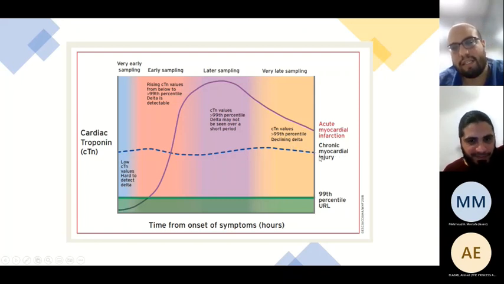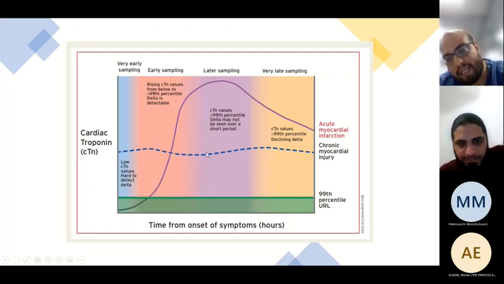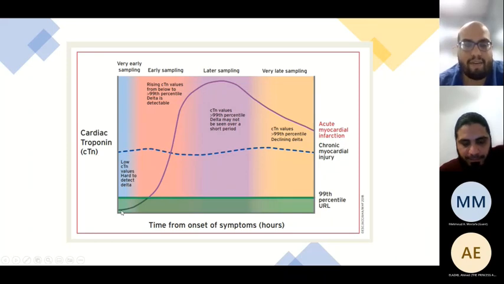So this is the rise in the troponin values in a chronic myocardial injury. You have this variation, just slight increase, slight decrease, slight increase, and slight decrease. That's the normal upper reference limit of the lab. And that's the troponin itself in a peak event.